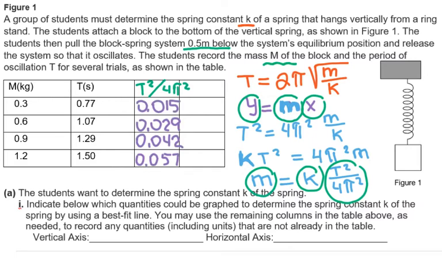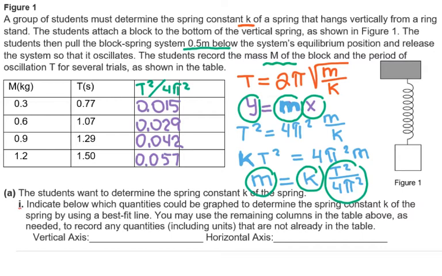So I filled in my information. I've squared each period that was given and divided by 4 pi squared, and I got every single number. Now I'm going to use these numbers, and you can pause the video and look at the work on the paper, and graph it in the graph that they give you below. And then they also ask you which quantities could be graphed.